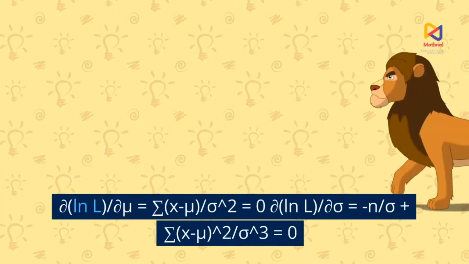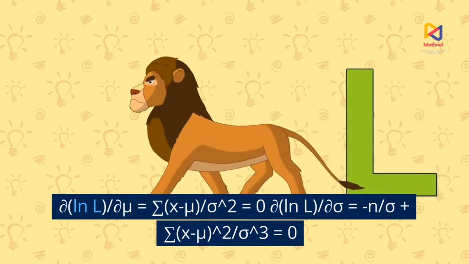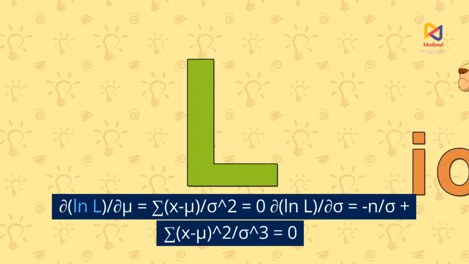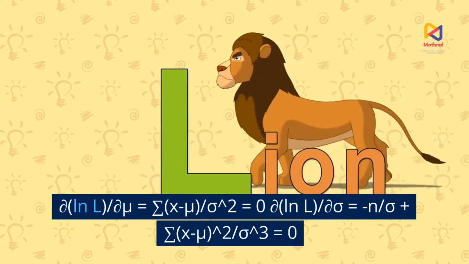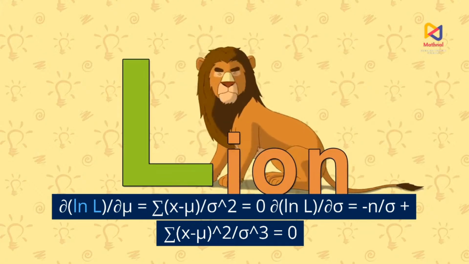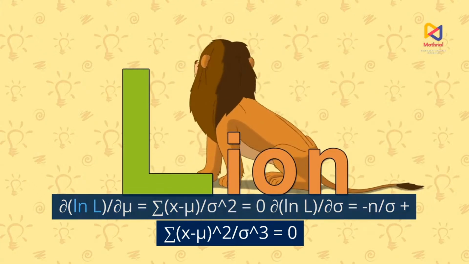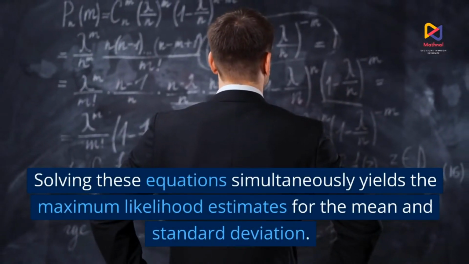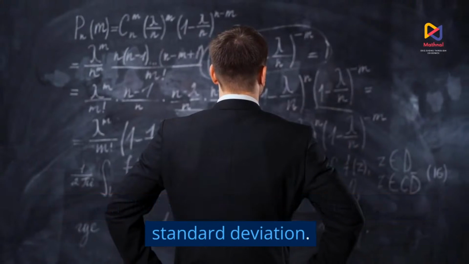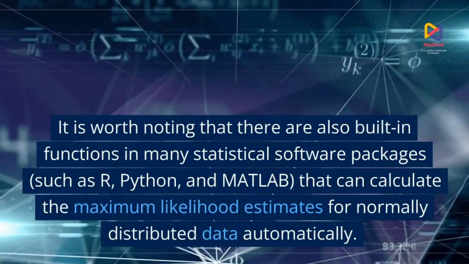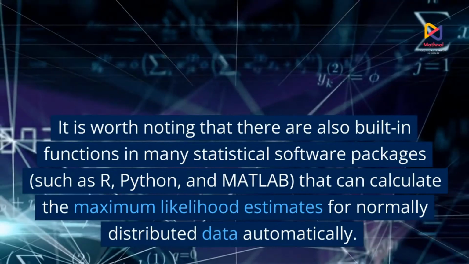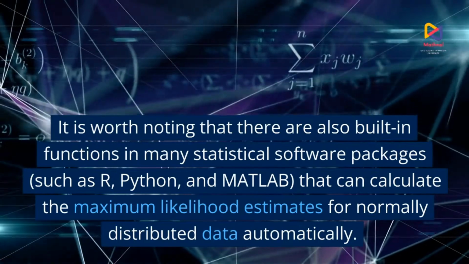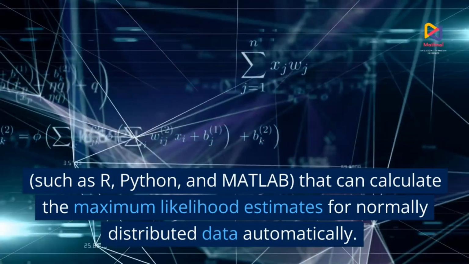The partial derivative of ln L with respect to mu equals the summation of (x minus mu) over sigma squared, equals 0. The partial derivative of ln L with respect to sigma equals minus n over sigma plus the summation of (x minus mu) squared over sigma cubed, equals 0. Solving these equations simultaneously yields the maximum likelihood estimates for the mean and standard deviation. It is worth noting that there are also built-in functions in many statistical software packages, such as R, Python, and MATLAB, that can calculate the maximum likelihood estimates for normally distributed data.